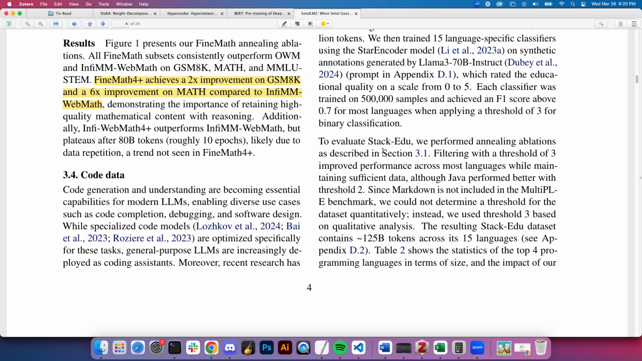They do the annealing ablations again. Filtering with a threshold of 3 improved performance across most languages while maintaining sufficient data, although Java performed better with threshold 2. Okay, the resulting Stack-Edu dataset contains 125 billion tokens across 15 languages.